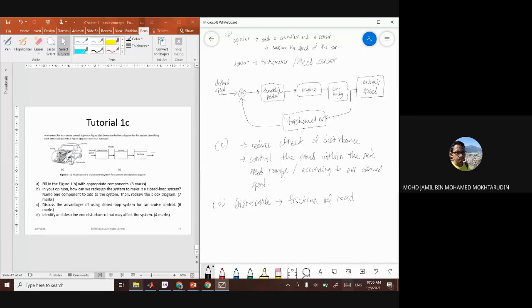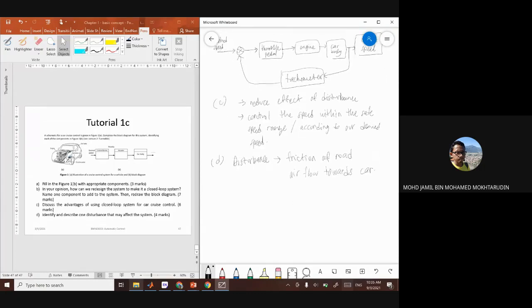So maybe friction, and also you can say airflow towards the car, for example the influence of wind. Then for describe, you describe a little bit about the disturbance. For example, the change in friction of the road, then you need to increase the speed of the car. And for airflow, let's say the air flows from behind, then your car suddenly moves faster than your desired speed, so you have to reduce the speed and release the pedal. So you need to explain a little bit.